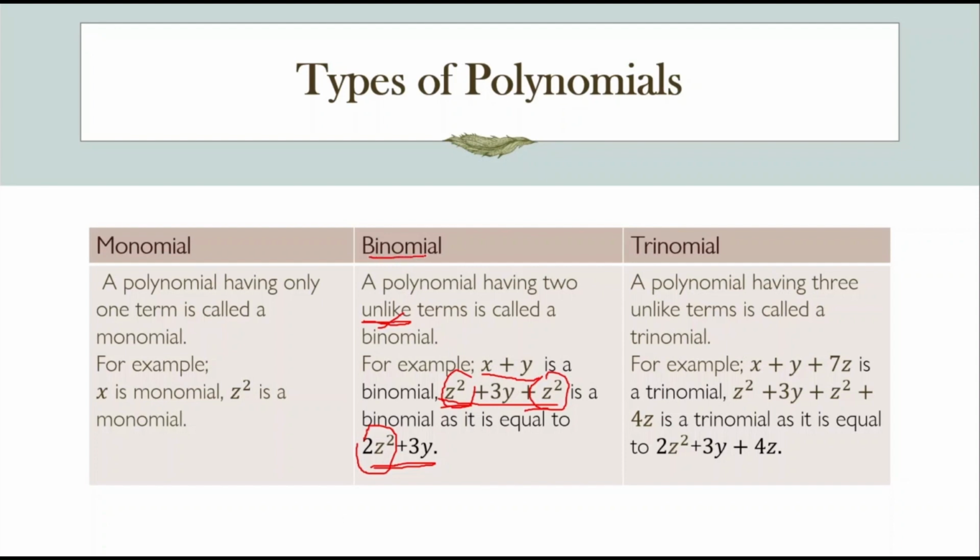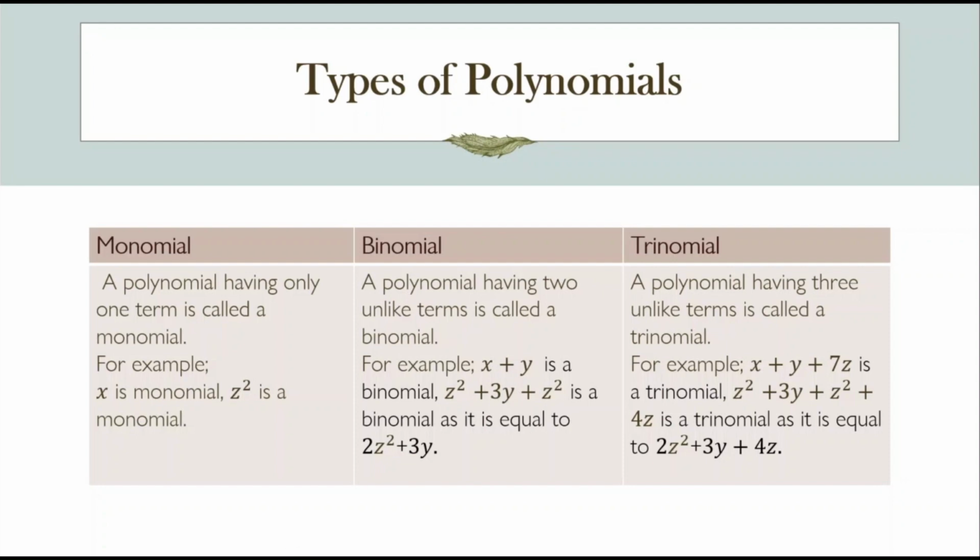So before marking any polynomial as monomial, binomial or trinomial, we need to simplify the algebraic expression first. If there are like terms in it, we need to add them or subtract them, and then we can tell whether it is a binomial or a trinomial.